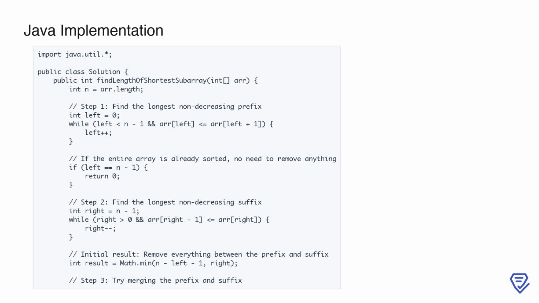If left reaches the end, it means the array is already sorted, so there's no need to remove any subarray, and we can directly return 0. Next, we focus on finding the longest non-decreasing suffix. We initialize a variable right to the last index and decrement it while the current element is greater than or equal to the previous one. This helps locate the starting point of the suffix.